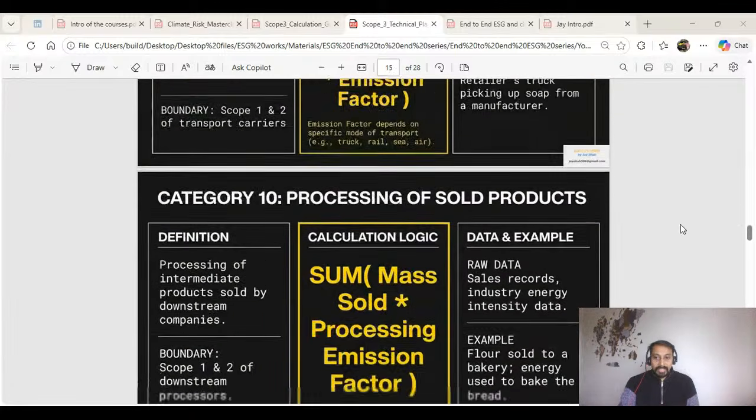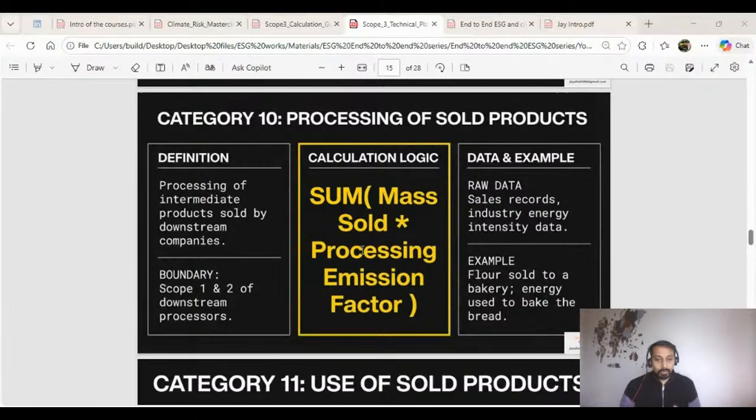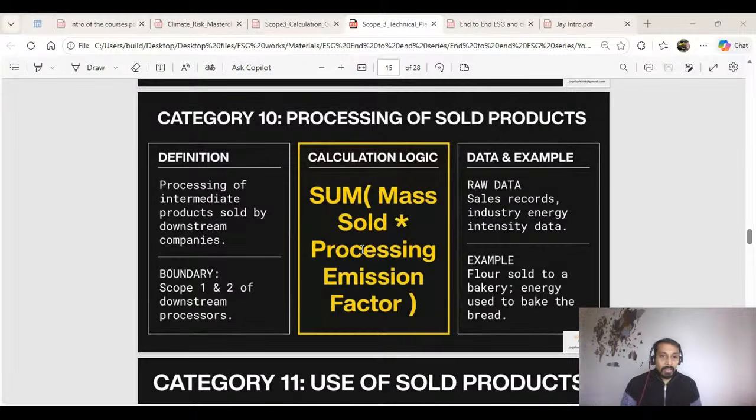Then we will move to category 10, which is processing of sold products. This applies when you sell intermediate products, for example, selling flour to bakeries. For bakeries, under processing of sold products, they have to consider the flour emissions. The formula can be the mass unit sold to the bakeries for the flour, multiplied by the processing emission factor under category 10.